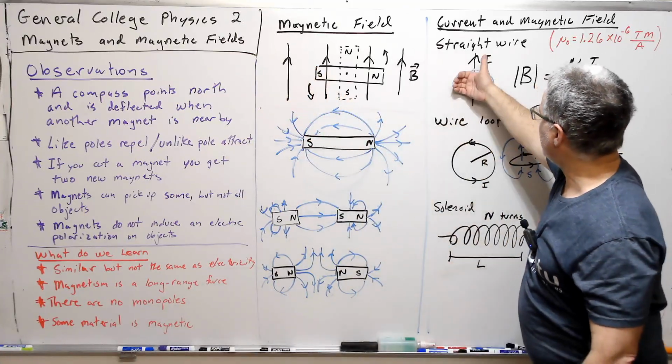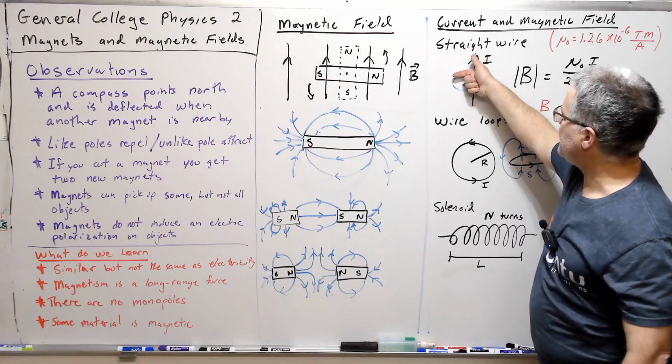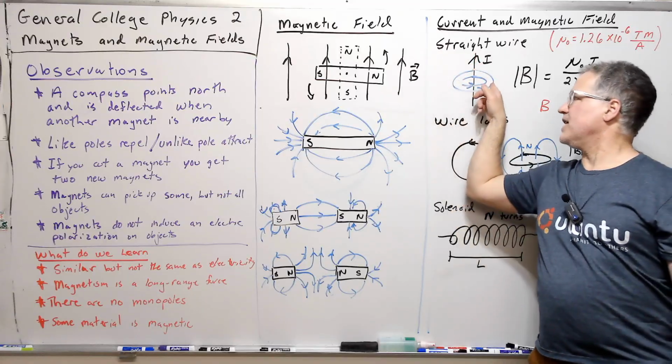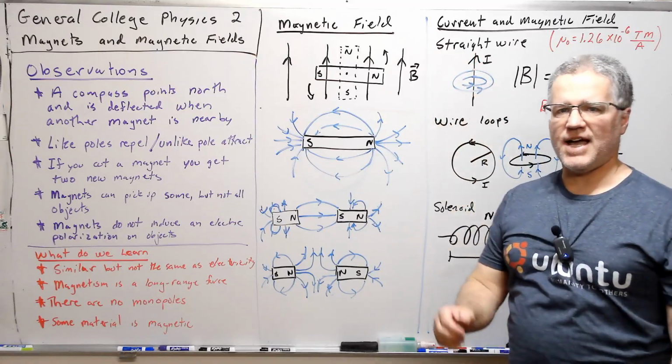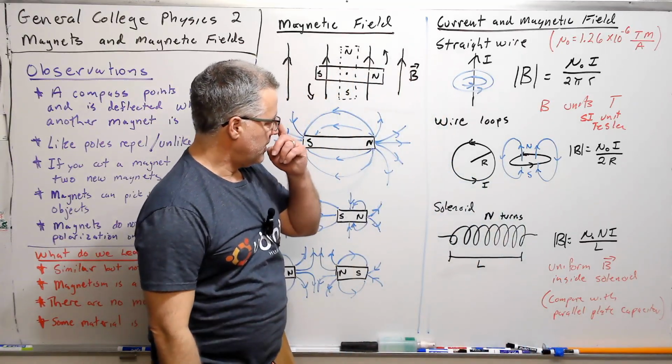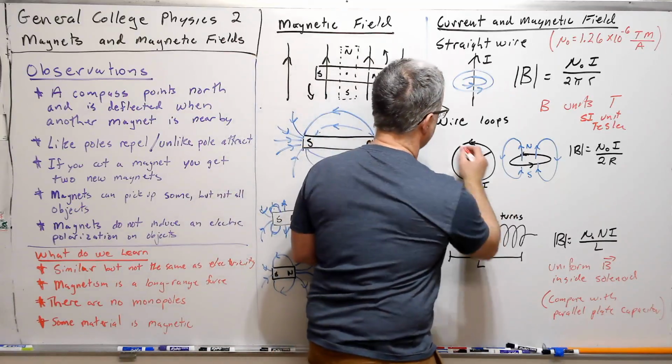So if I'm like this, my field is coming out of the board right here, this way, and then the field is pointing into the board over on this side. So that's how we do it with a straight current. Okay, let's look at a looped wire now.